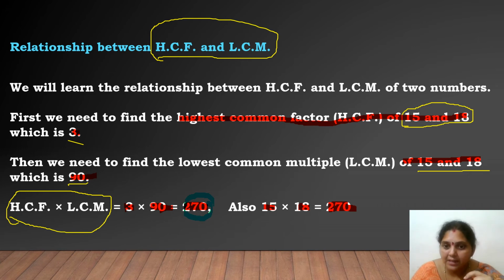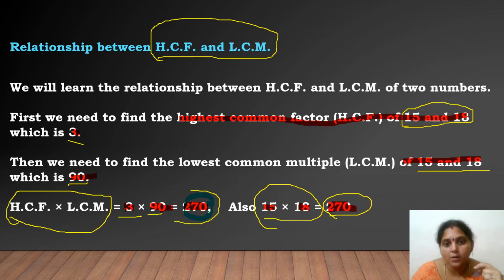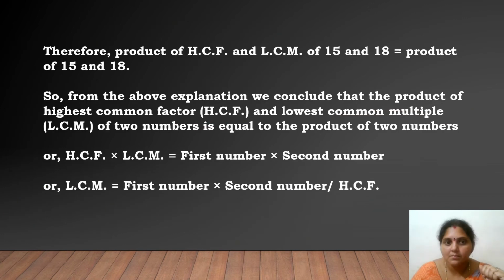What are the two numbers I have taken here? My two numbers are 15 and 18. Now when I multiplied 15 and 18, I got 270, right? In the same way, after finding HCF and LCM, I got the product as 270. Now 270 is equal to 270, right? Here what you understood is that the product of LCM and HCF is equal to the product of the two taken numbers. Understood, ma'am?